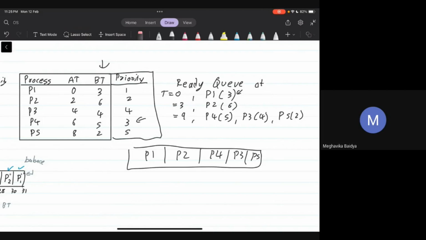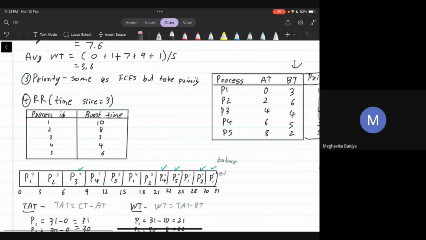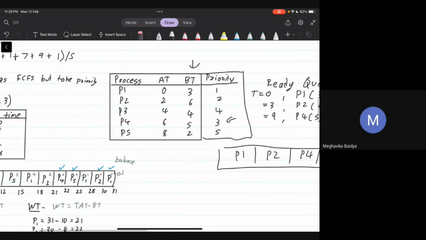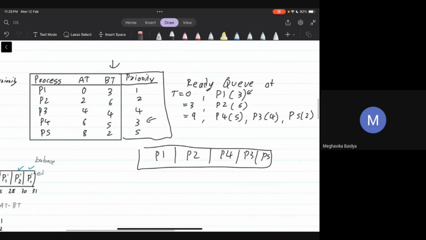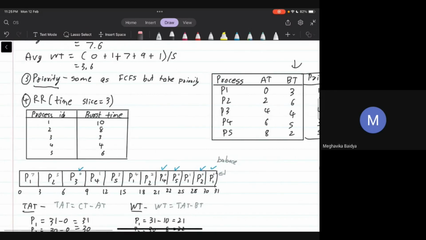Lenin, I have a huge doubt. Yes, which question is it? This one is priority. Only priority? Yes. Okay. So is it priority non-preemptive or preemptive? You can have both preemptive and non-preemptive. This is non-preemptive priority. Acha.